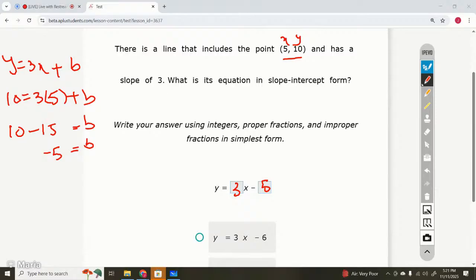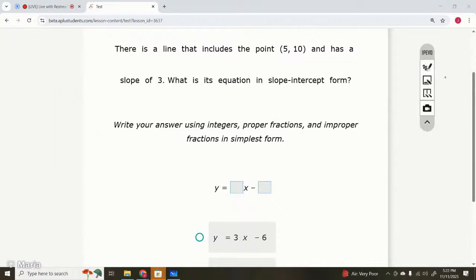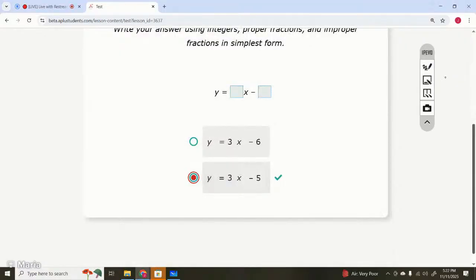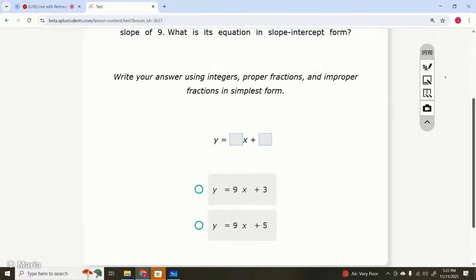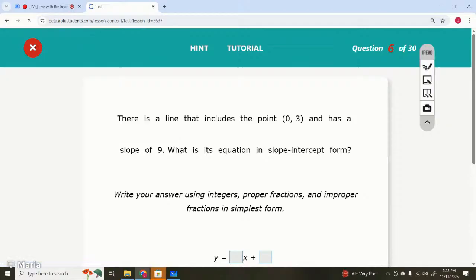The correct option is y equals 3x minus 5. Option number 2 is the correct option. Okay, you can complete the lesson by yourself later today. Let me just move on to the next lesson.